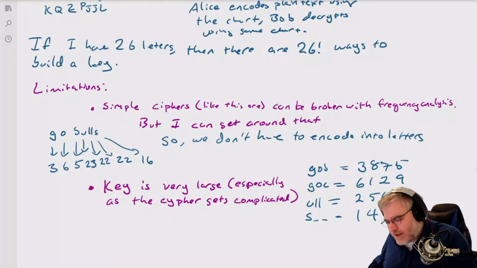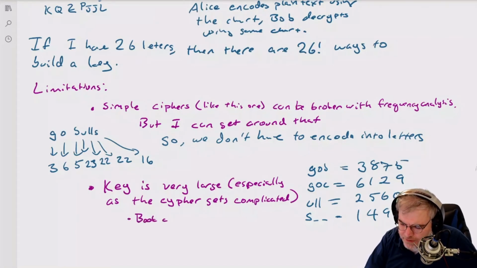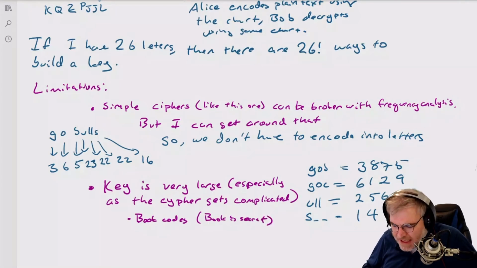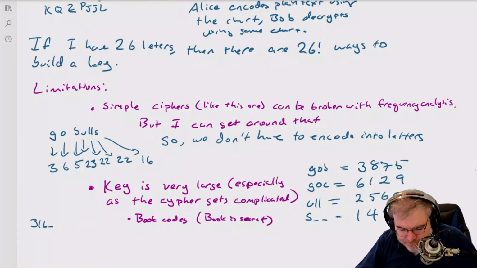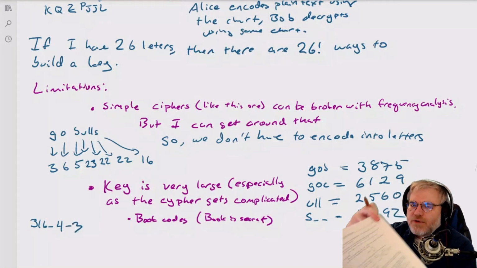So this led to book codes. The book is secret. So, if I'm doing this by hand, I'm going to have to carry around a book. So if I had something like this, so example, let's say 316 dash 4.3 was the code.